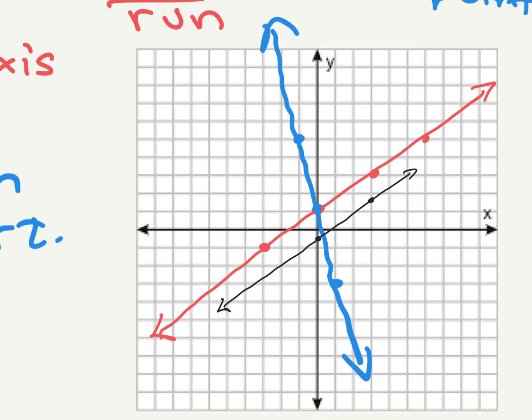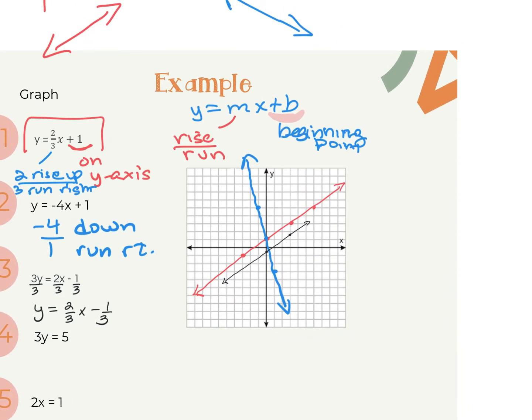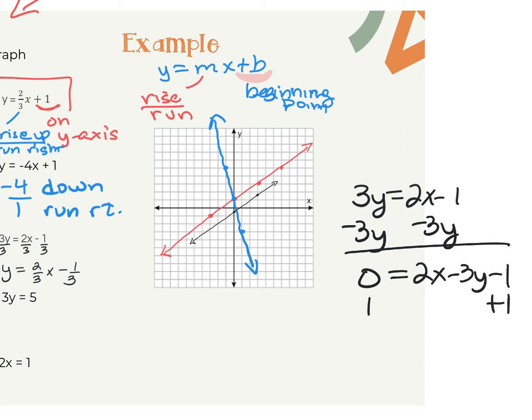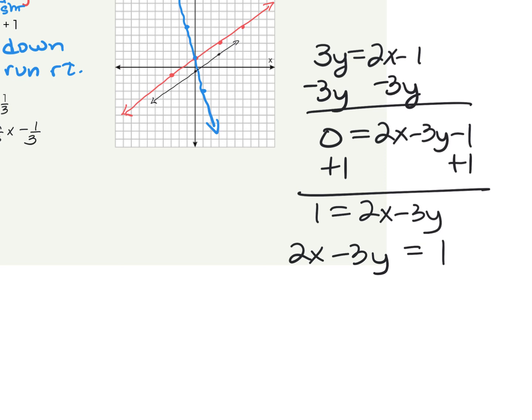Now I'm going to also show you how you could have found the x and the y intercepts. Another way to do that. So here was my equation. It was 3y equals 2x minus 1. I could rearrange this and put this into standard form. So I could move the 3y over. 0 equals 2x minus 3y. And then I got to move the 1 over. So now I have 1 equals 2x minus 3y. Let me flip it around. So now it's in standard form. Remember, the number in front of x has to be positive.